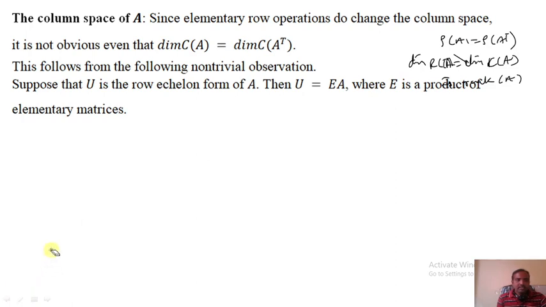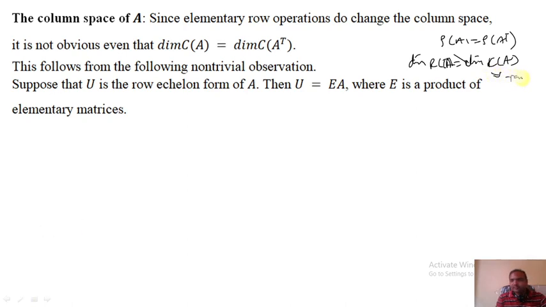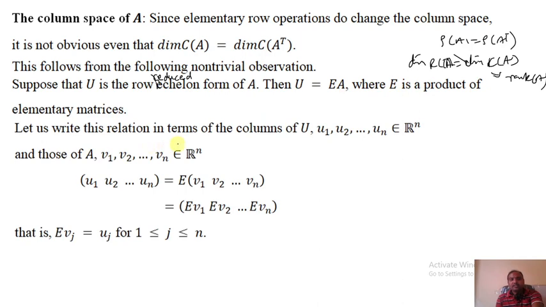See, when we are using elementary operations, suppose that you use the row reduced echelon form of A, then U equals EA, where E is a product of elementary matrices. Let us write this relation in terms of the columns of U. These are the columns of the echelon form, U1, U2, and these are the columns of A. When you apply the elementary matrix E, U equals EA, we will get it like this.